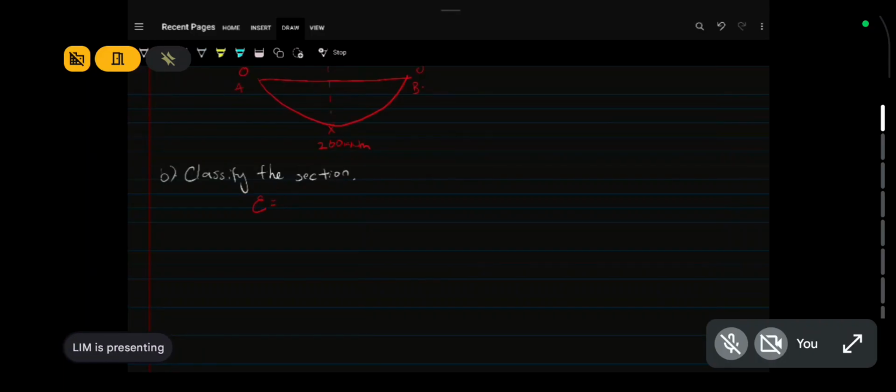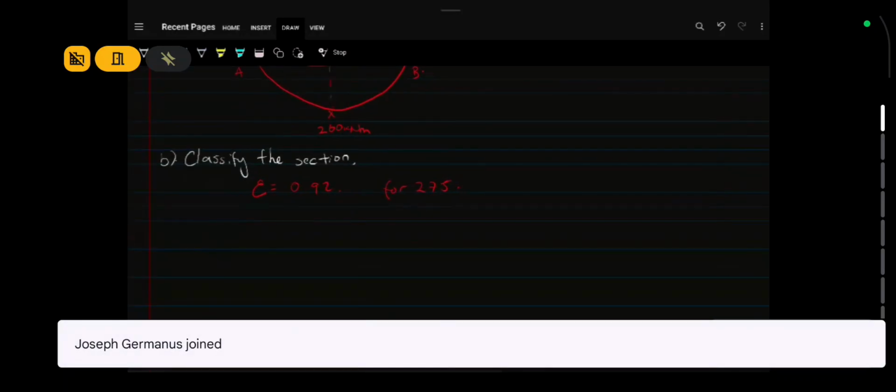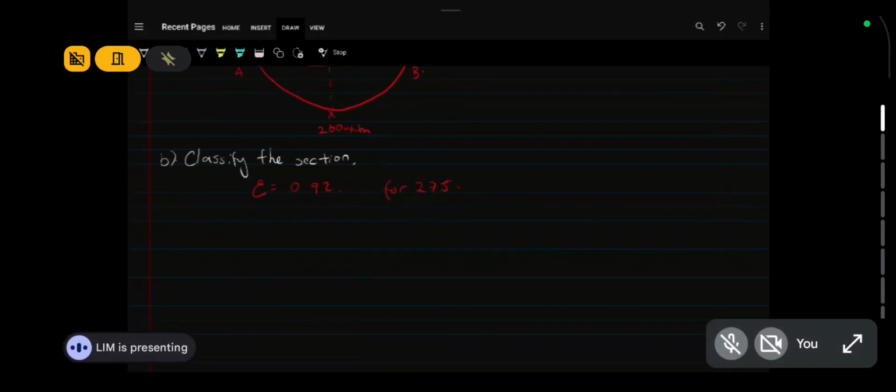Epsilon for grade 275 is what? You go to your notes, the section classification part. Epsilon for 275 is what? 0.92. Okay. Epsilon for grade 275 is 0.92. Next, let's start classifying the section.